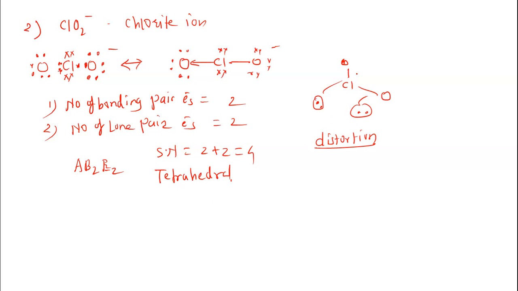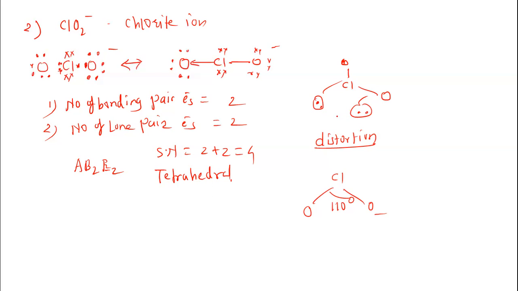Due to the repulsion, the bond angle will change. Therefore in the chlorite ion, the bond angle changes, so it has an angular shape. We can represent the shape of the molecule in this way. The chlorite ion has an angular shape with a bond angle of around 110 degrees. A little change in the bond angle is there due to the presence of the lone pair of electrons.